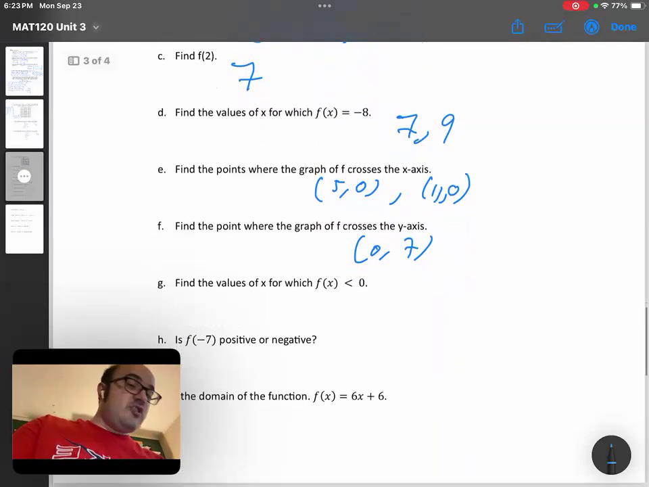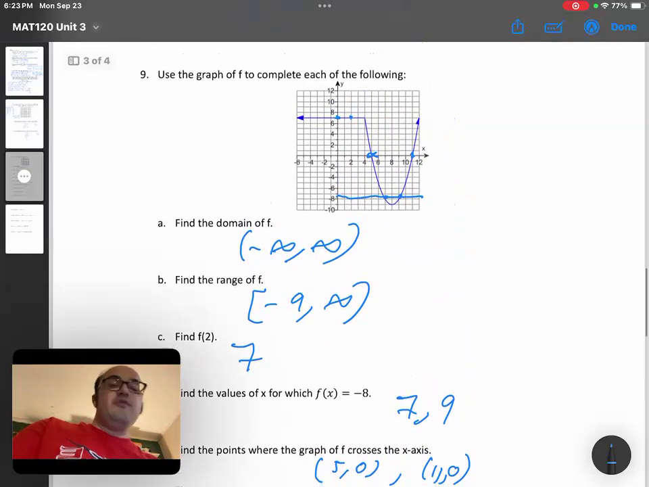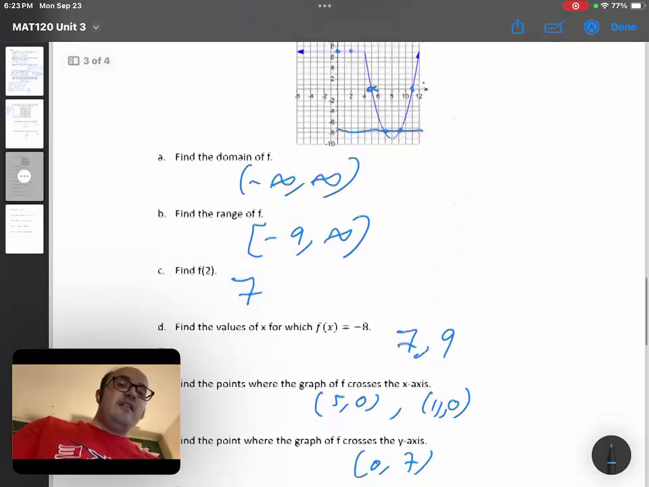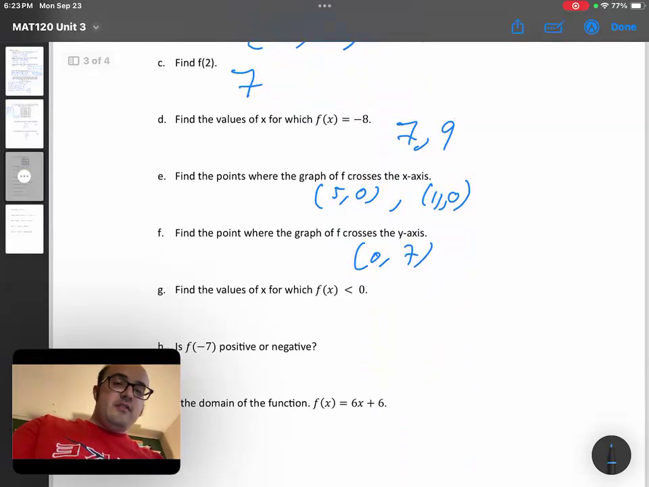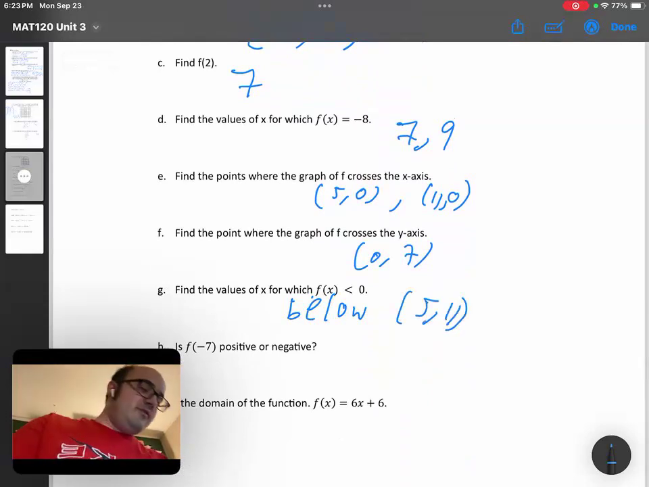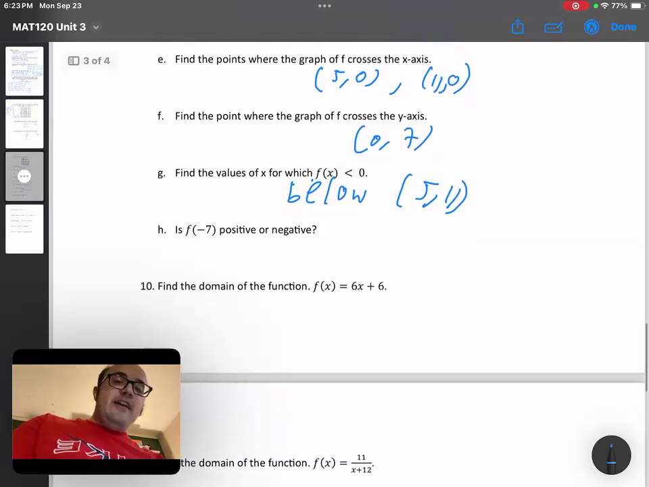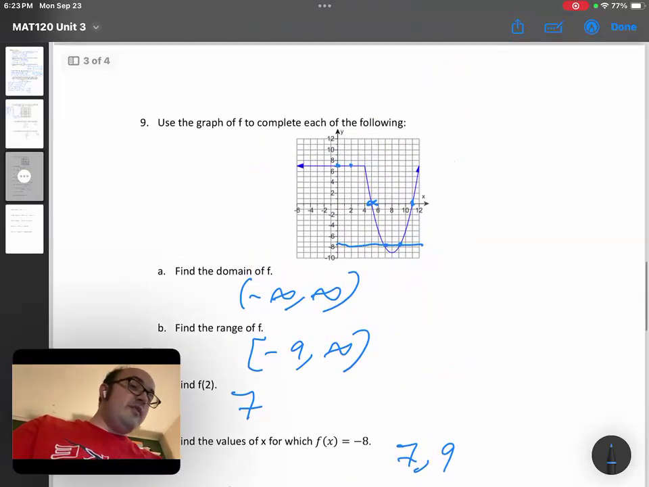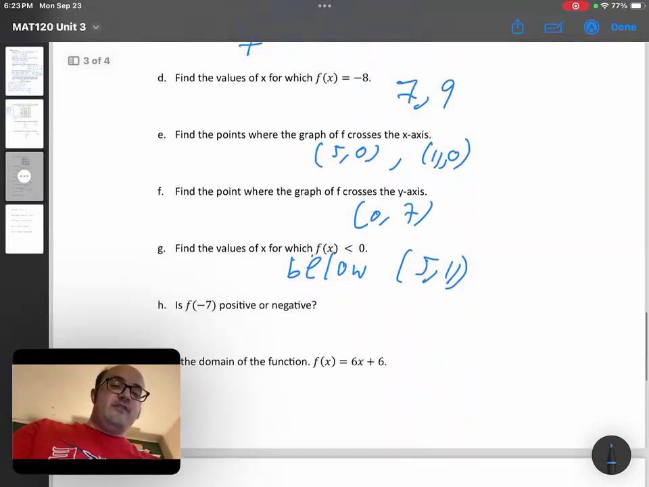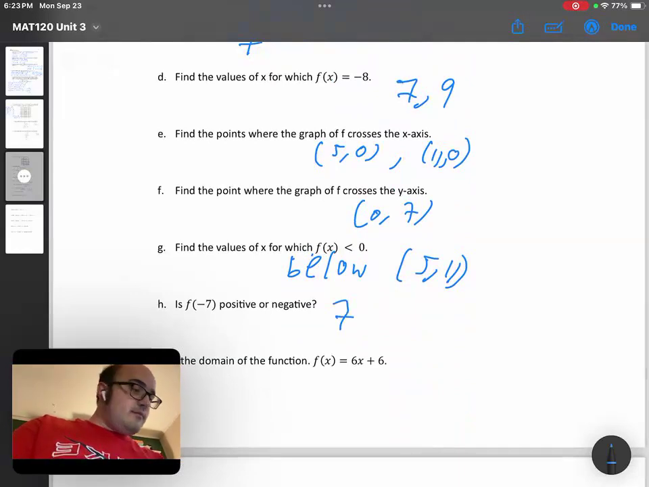The values of x for which the function is less than 0. That's anywhere between where 5 and 11 are, anything below those. So it's below the interval of 5 to 11, not including them because they're right at 0. Is f of -7 positive or negative? We don't know what -7 is. It's someplace off here to the left. But since this arrow here is pointing to the left, presuming it stays the same, it should also give us a value of 7, which would then be positive.